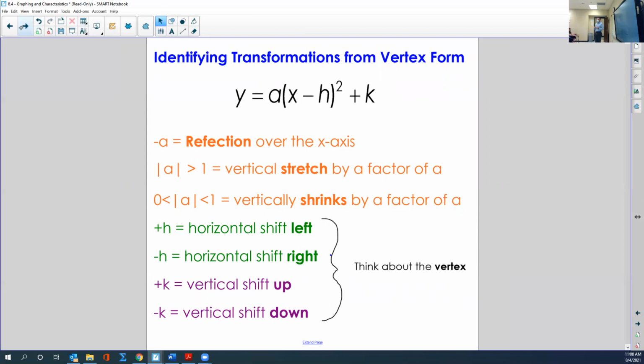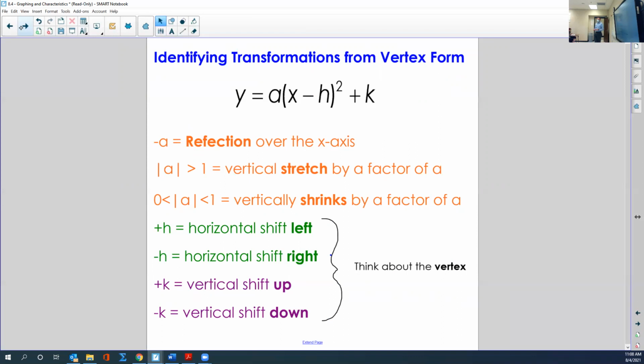You need to know that if you have a negative value out in the front for your A, instead of a U-shaped parabola, it's going to flip down to be an N, or it's reflected over the x-axis. Then we talked about the absolute value of A. If it's greater than 1, it's a stretch. If it's between 0 and 1, it is a shrink.